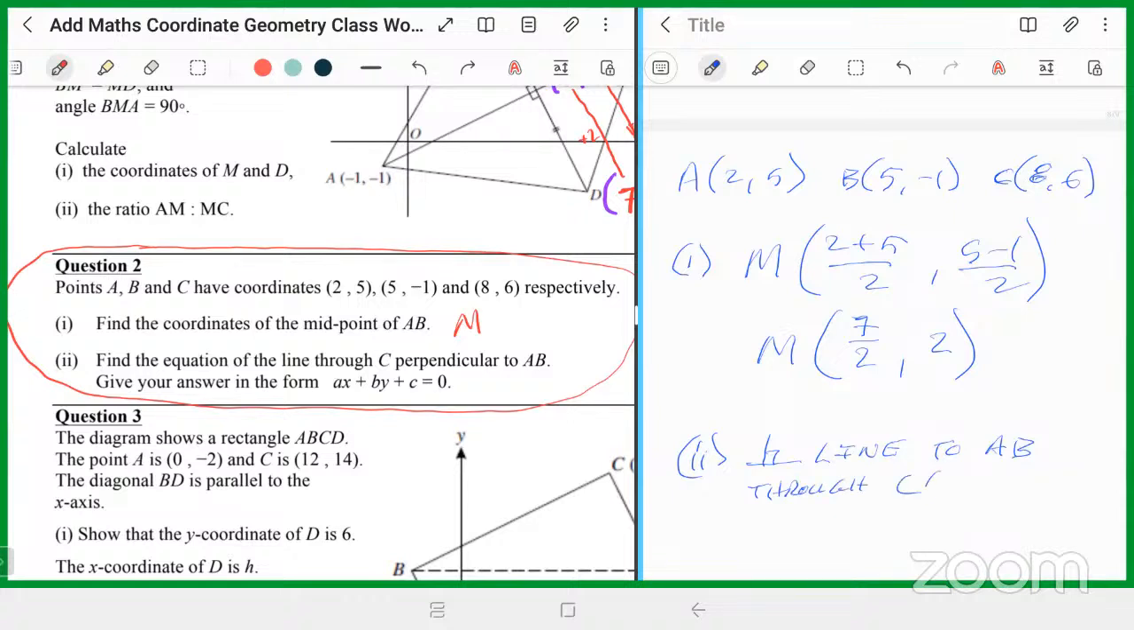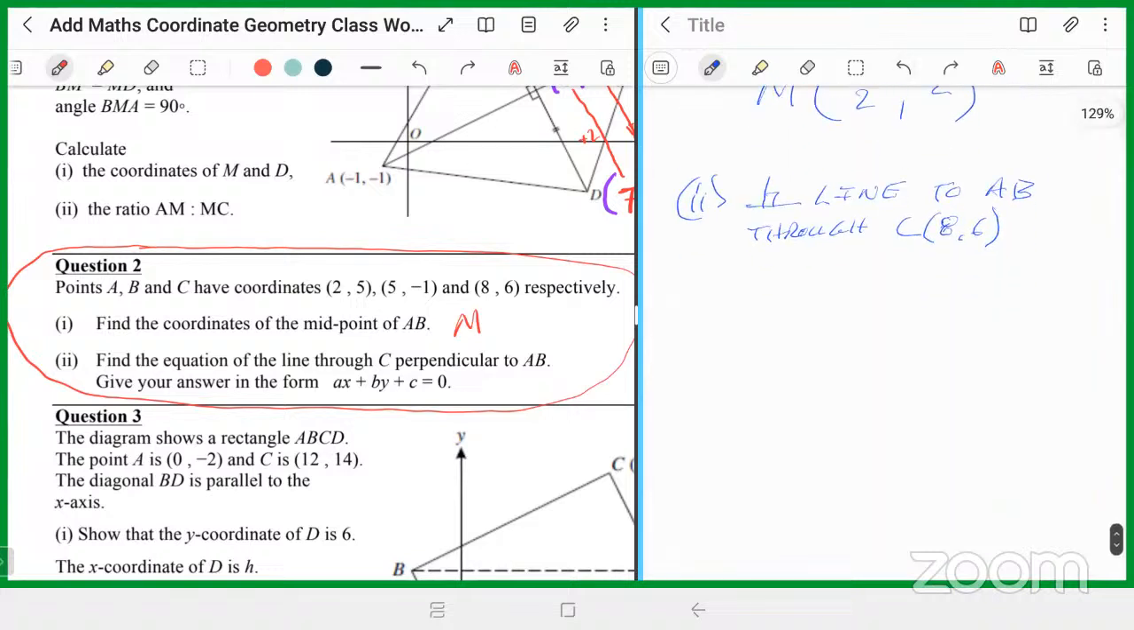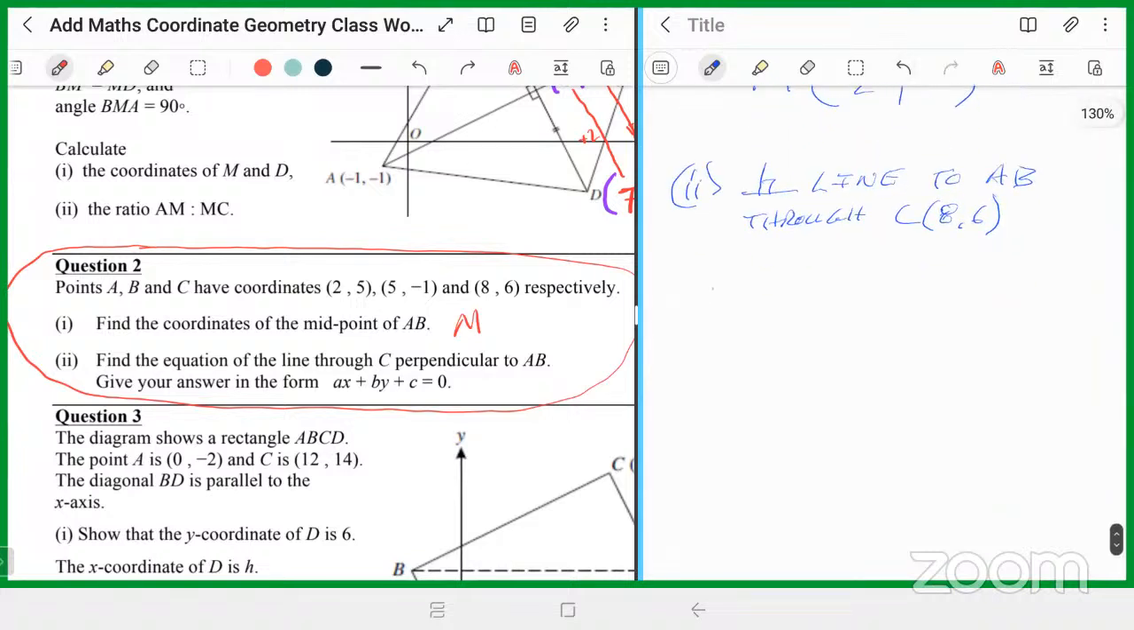And the C is (8, 6). So remember, guys, to find the equation of that perpendicular line, we need a gradient of it. We have the point already, what we need is the gradient. So we need a perpendicular gradient to AB. All right, so let's look at it. The gradient of the perpendicular line is -1 over the gradient of AB.